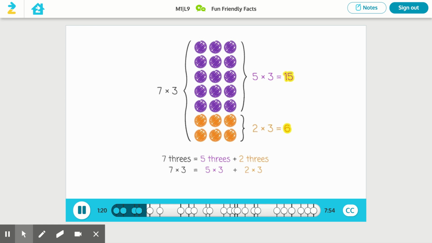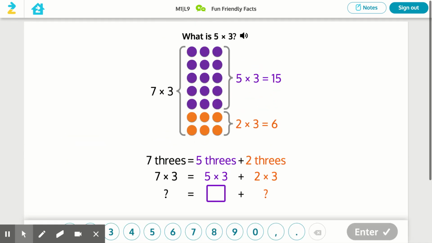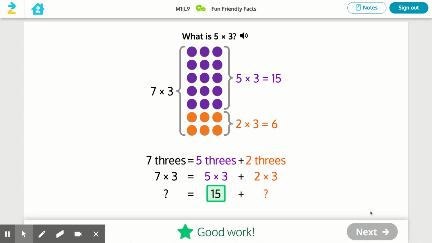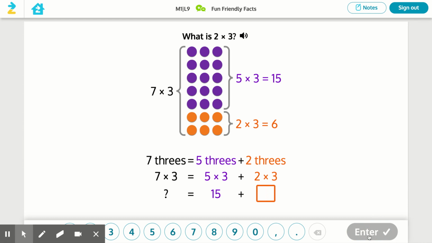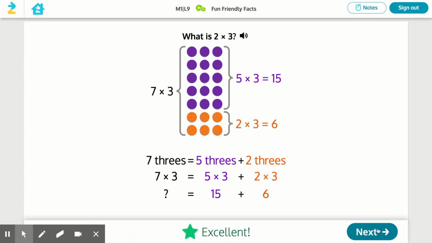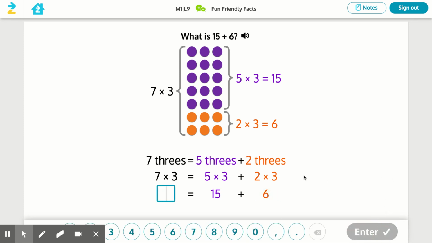We already wrote the totals for the 2 parts of our array. Let's add those to find the total for the whole array. All right. Well, we've already said that 5 times 3 is 15. And we've already said that 2 times 3 is equal to 6. So, what do you think that 7 times 3 is? Please answer in your Nearpod.